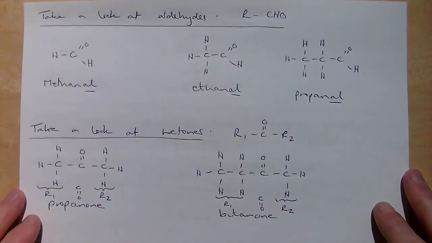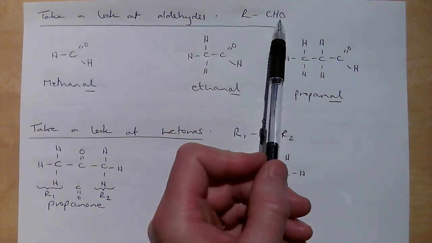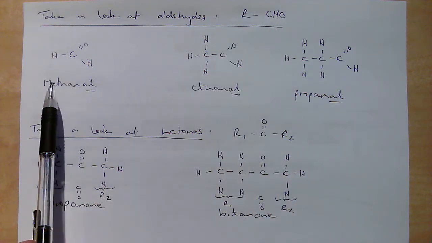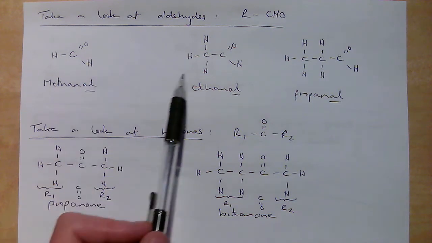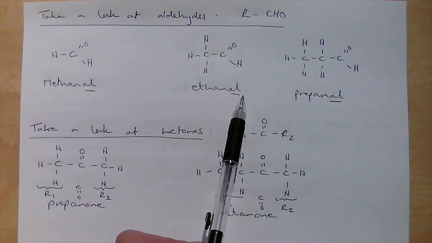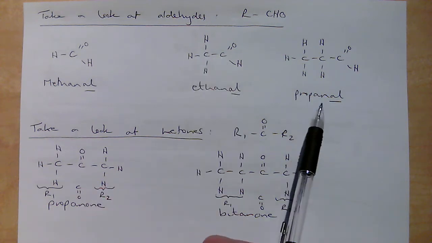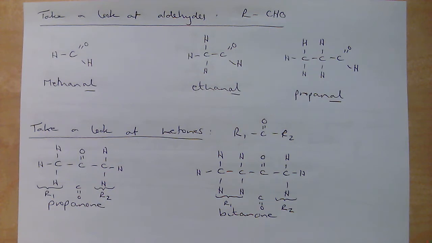Okay, now we'll have a look at aldehydes, represented by an alkyl group and then the CHO group, which is your functional group. Okay, so meth, that's methanal. Meth, eth, ethanal. Meth, eth, prop, propanal. Okay, now let's have a look at ketones.